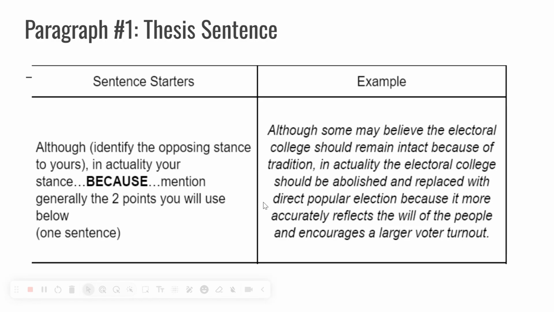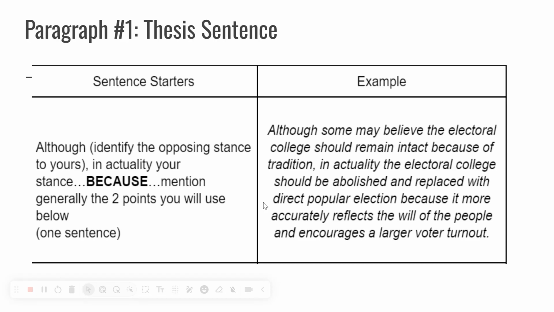So one of the arguments that they make is that, hey, it's just the way we've always done things. It's tradition, right? It's gotten us this far. So why change it now? So again, although some people may believe the Electoral College should remain intact because of tradition, now I need to transition into my opinion. In actuality, the Electoral College should be abolished and replaced with direct popular election. That's now my opinion, right? I've stated that clearly. And then here's my line of reasoning, my 2 reasons that I developed. Because it will more accurately reflect the will of the people and encourages a larger voter turnout. So I've started with their opinion and their reason.